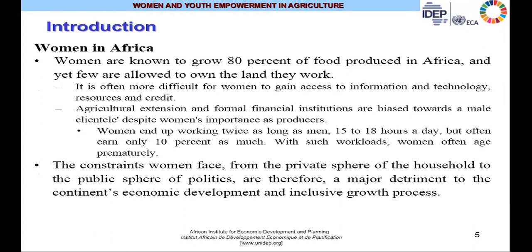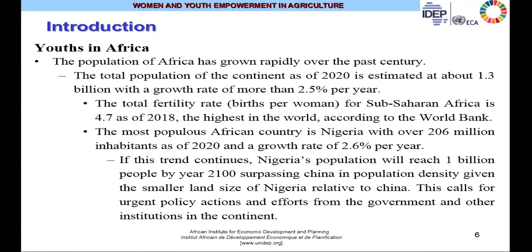More importantly, agricultural extension and formal financial institutions are biased towards a male clientele, against the women who are the leading producers. As a consequence, women end up working twice as long as men, almost 15 to 8 hours a day, as some studies have shown, but often earn only 10% as much as men. With such workloads, women often age prematurely. The constraints women face, from the private sphere of the household to the public sphere of politics, are therefore a major detriment to the continent's economic development and inclusive growth process.